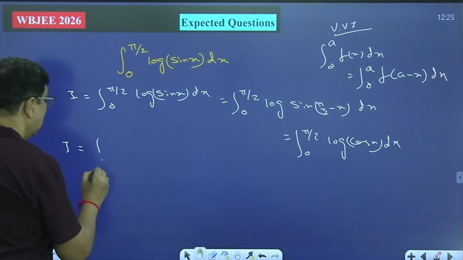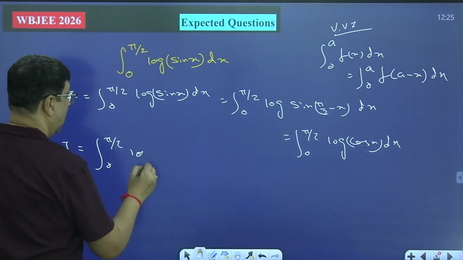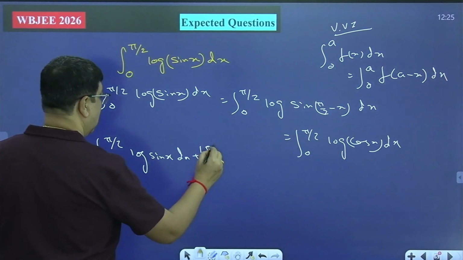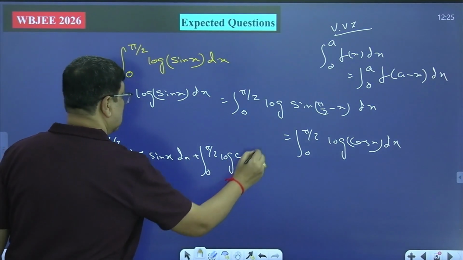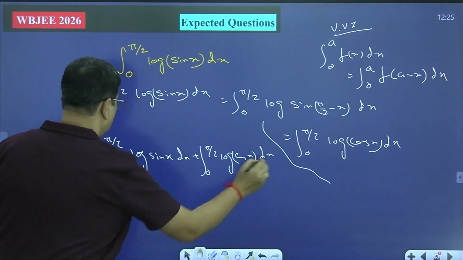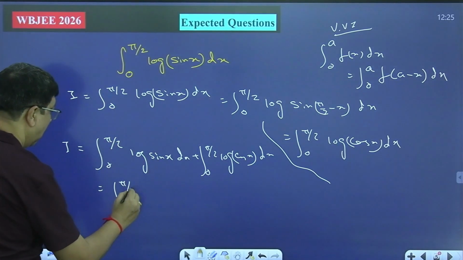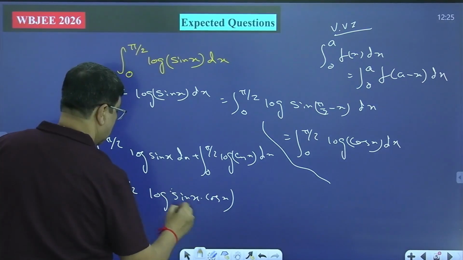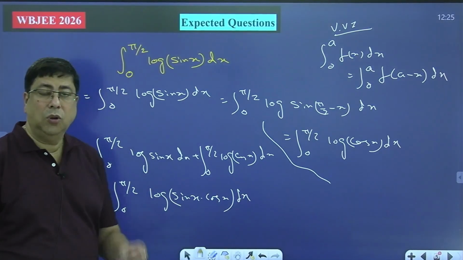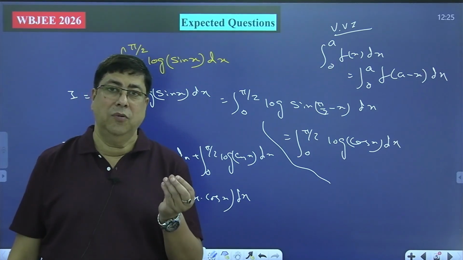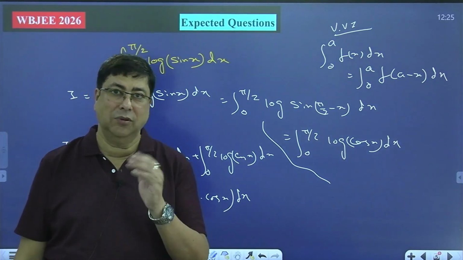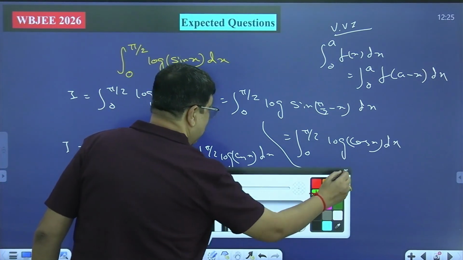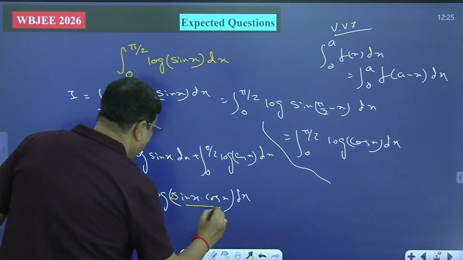Therefore I can write here integral 0 to pi by 2 log of sin x plus integral 0 to pi by 2 log of cos x equal to integral 0 to pi by 2, log m plus log n is log mn, log of sin x cos x. So we have to make it sin 2x, and we know the formula sin 2x is 2 sin x cos x. So what I can do here is multiply by 2, and balance by 2.